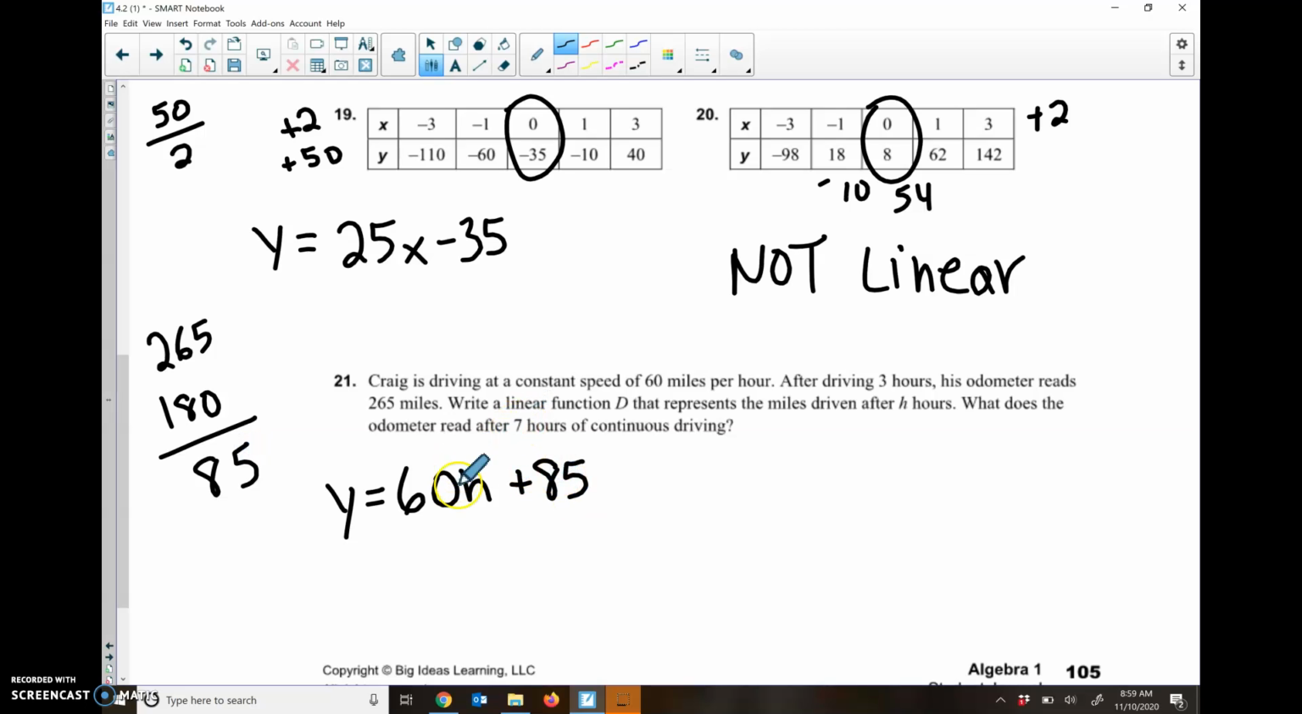So then I plug in 7 here for there. If it wants to know after 7 hours, 60 times 7 is 420, plus 85 is 505. So he would be 505 miles after 7 hours.